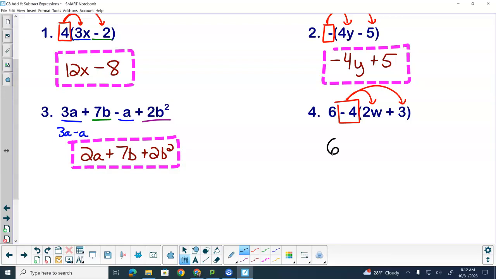Okay? -4 times 2w. -4 times +3. Any terms that can be combined? 6 and what? 6 and -12. What do 6 and -12 combine to be?